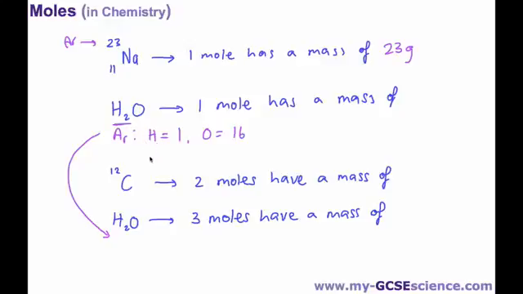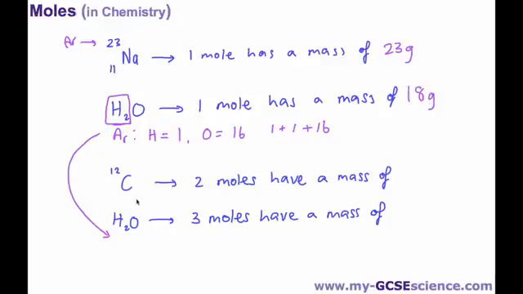For H2O, well, this is a compound, so we need to know the relative formula mass, and to know the relative formula mass we need the relative atomic masses. So we've got H equals 1, O equals 16. Remember, we've got two H's there. It's H2O. So we'll have 1 plus 1 plus 16, and therefore that would be 18 grams.